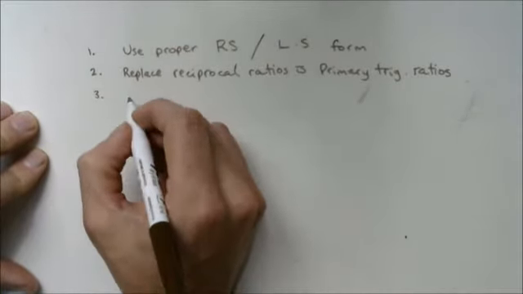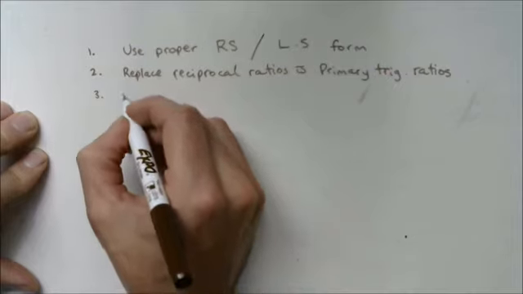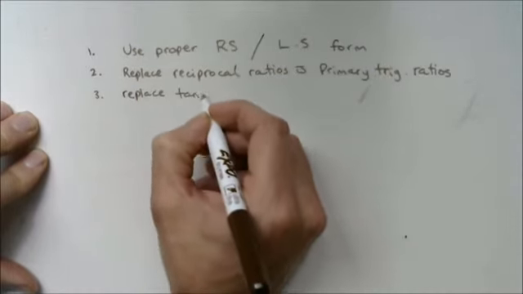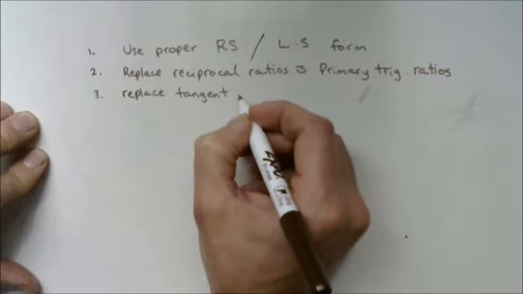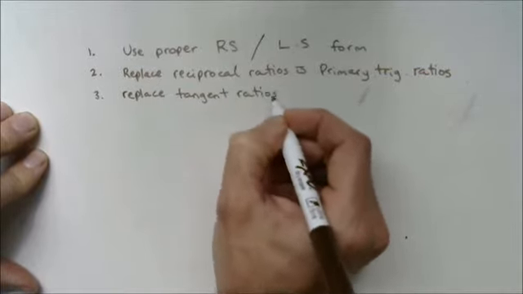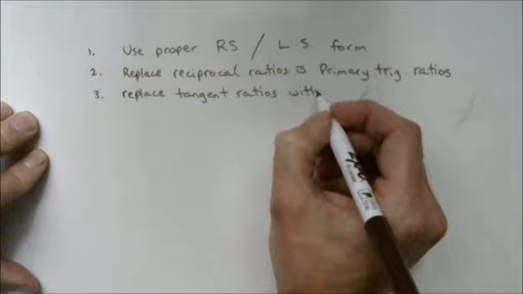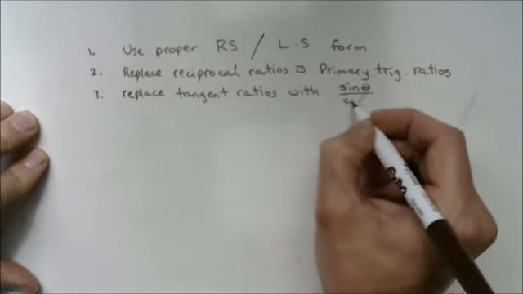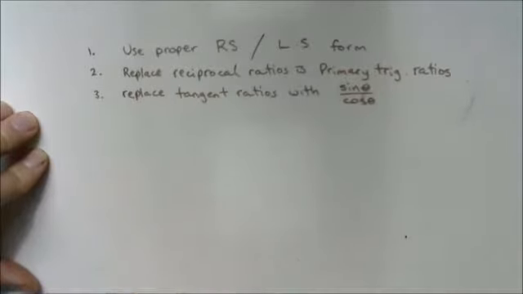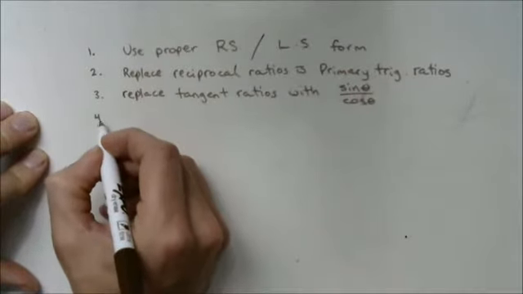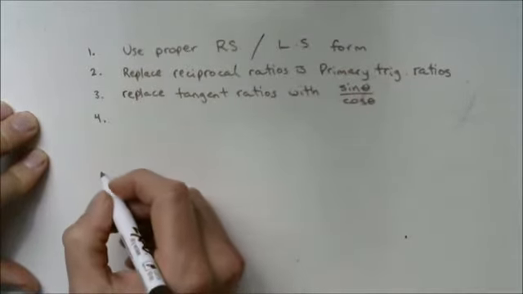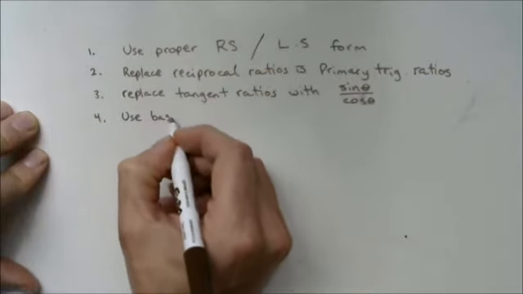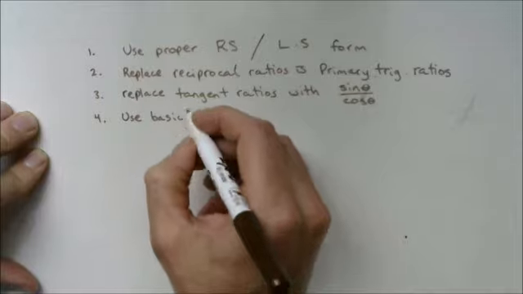The third thing we're going to look for is any tangent ratios, and we're going to replace tangent ratios with sine over cosine. That's your quotient identity. And then we are just going to use basic algebra techniques.